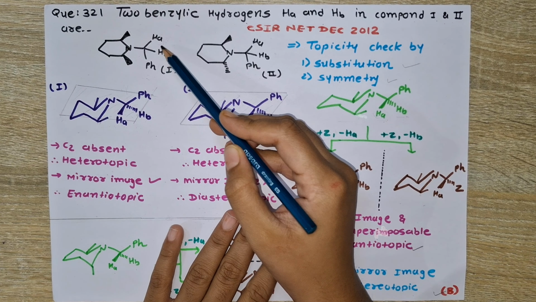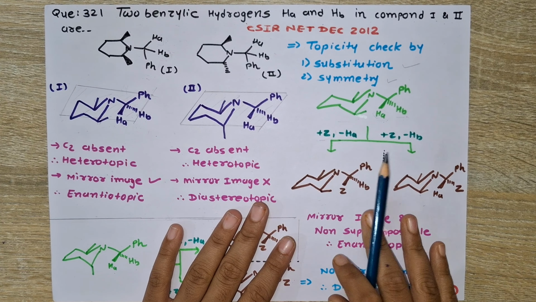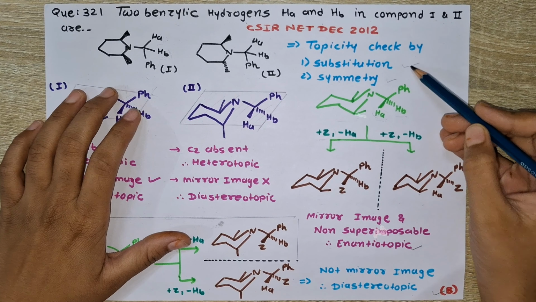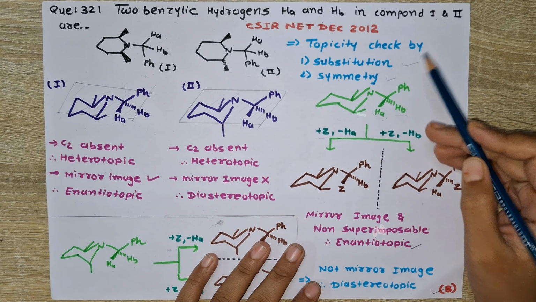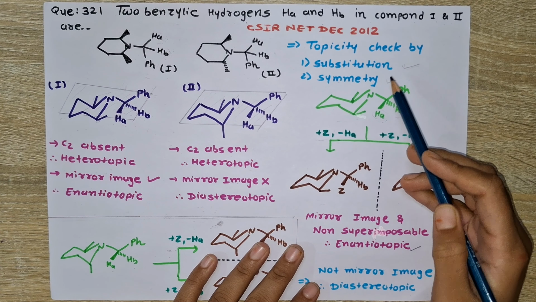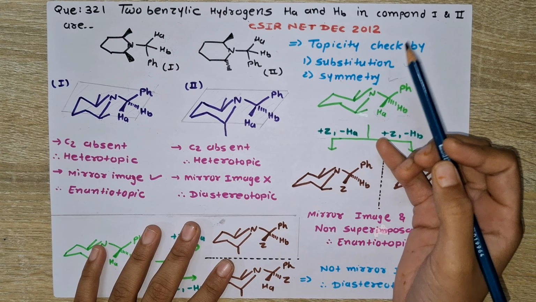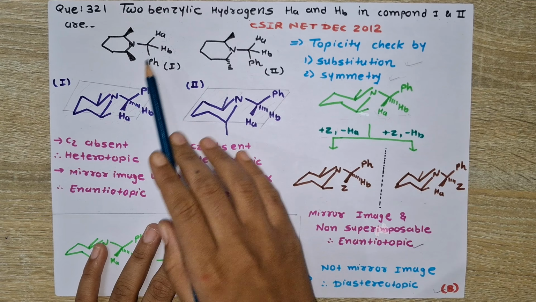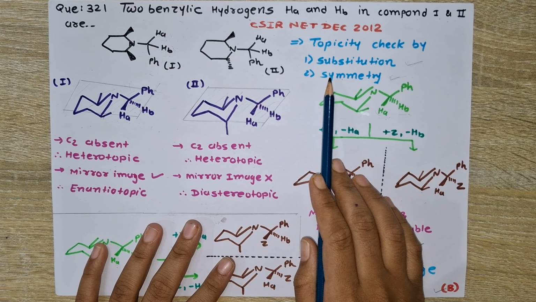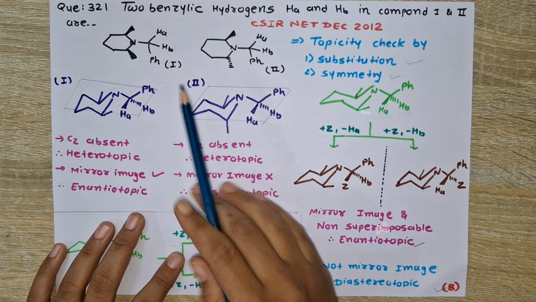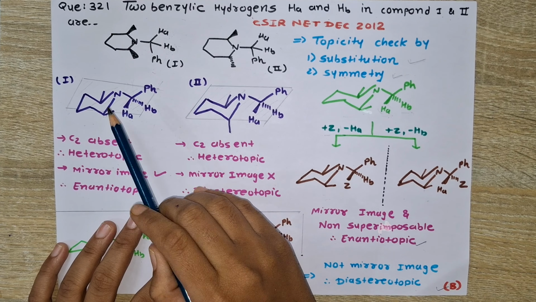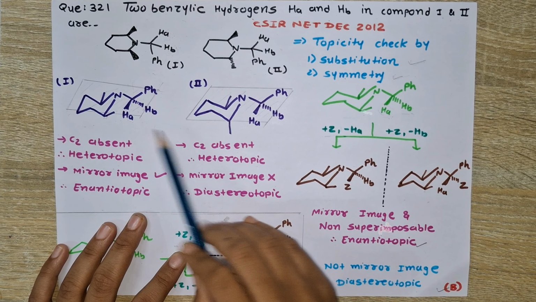Now we have to check the topicity of these homomorphic ligands. There are two methods to check this topicity: first is the substitution method and the second is the symmetry method. So let's check the topicity of these homomorphic ligands by the symmetry method. First of all, let's convert this molecule into its chair form.